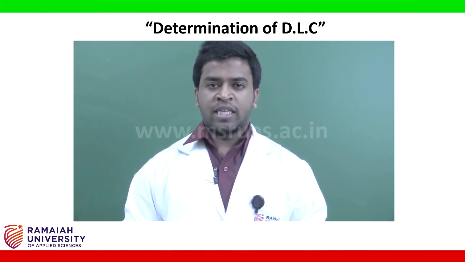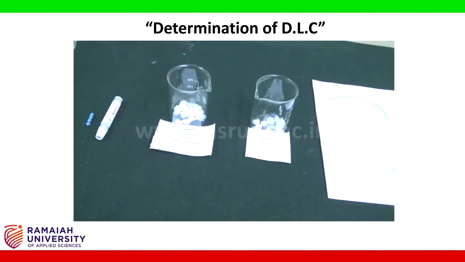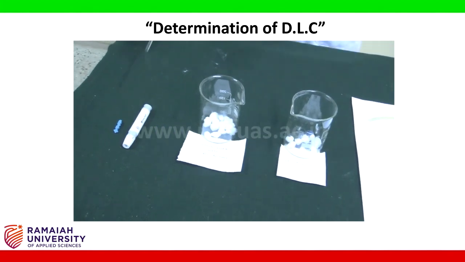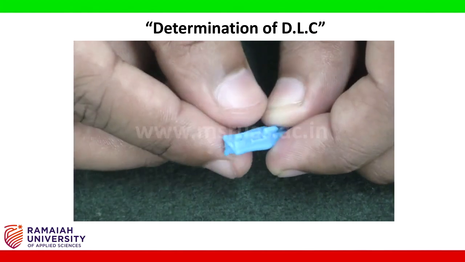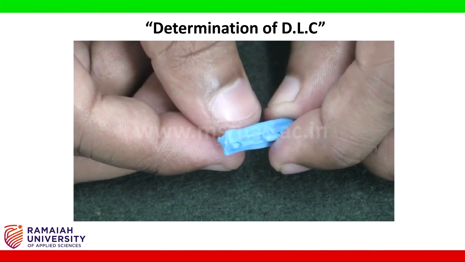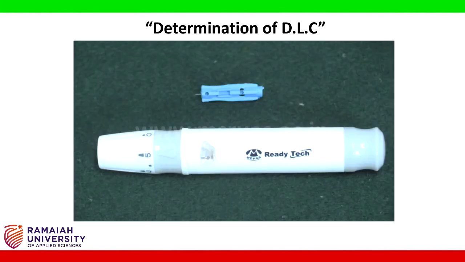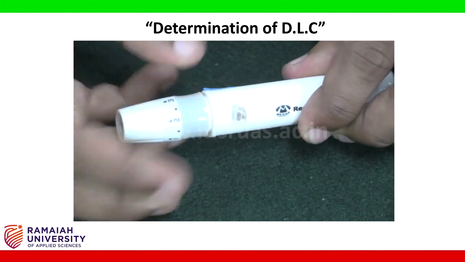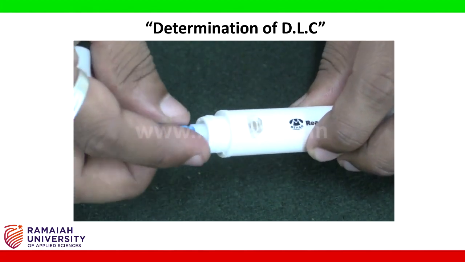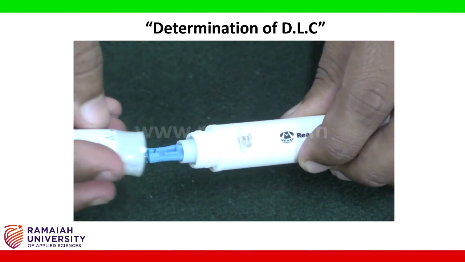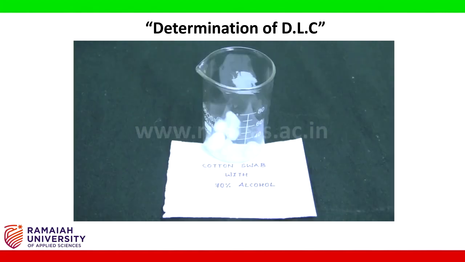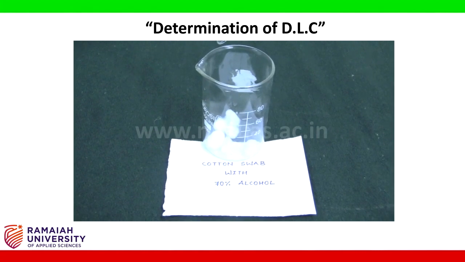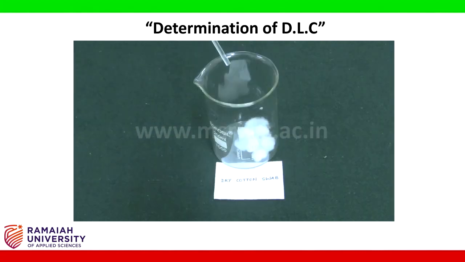Now let us start the experiment by studying the different components which are utilized in this experiment. The different components used in this experiment are blood lancet, which consists of a sharp needle to prick the finger bulb. Lancet device, which is used to place the lancet. Cotton swab with 70% alcohol is utilized to sterilize the area. Dry cotton swab to remove the excess of alcohol.